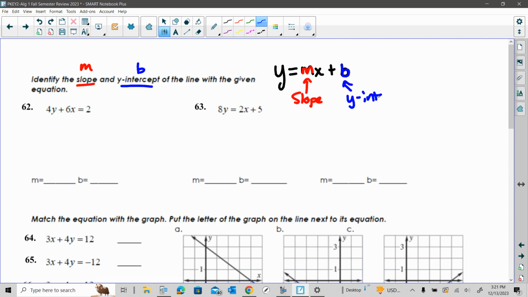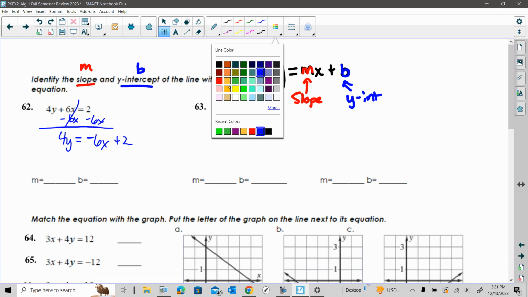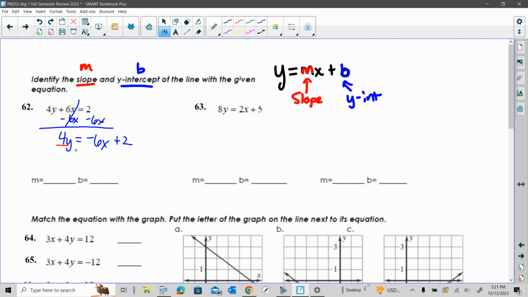So for a problem like this, we have to solve for y. We need to get the y term isolated. So our first step would be to minus 6x on both sides of the equal sign. We get 4y equals negative 6x, we just rewrite it, negative 6x plus 2. And then we're going to divide every term by the coefficient of y, which is the 4.